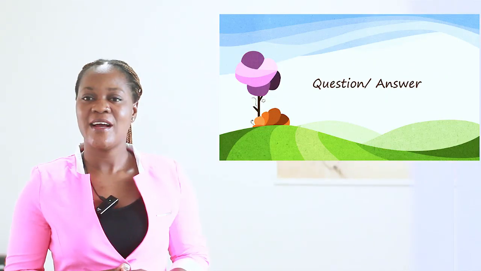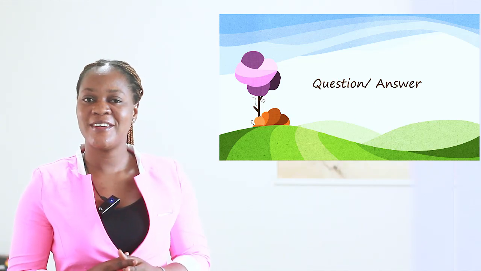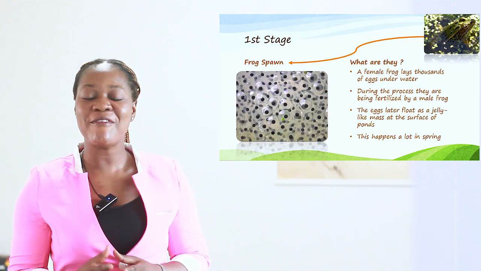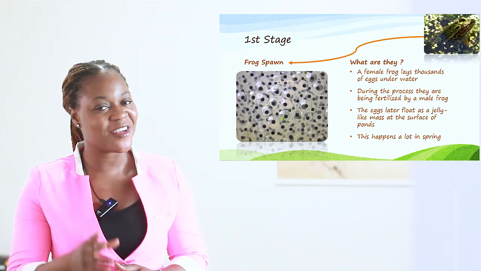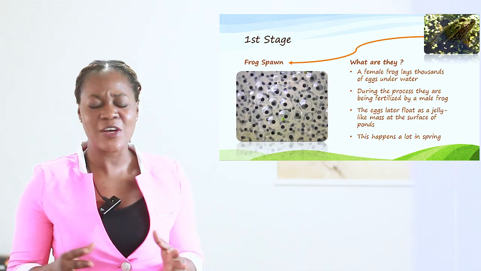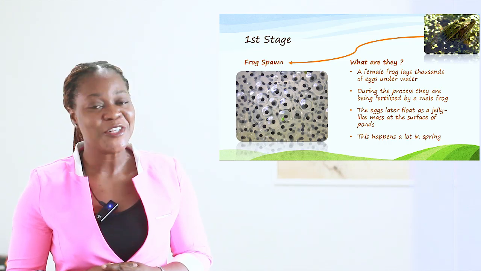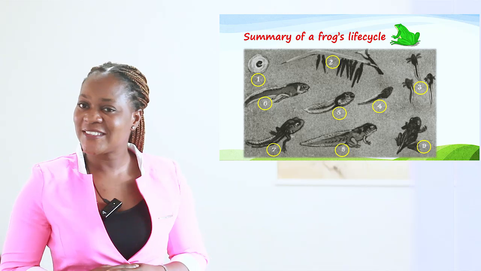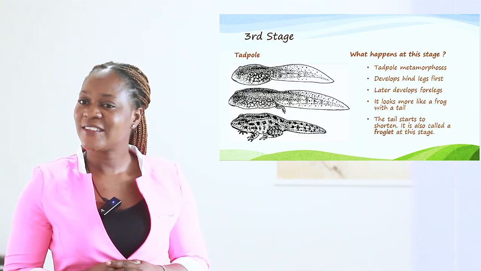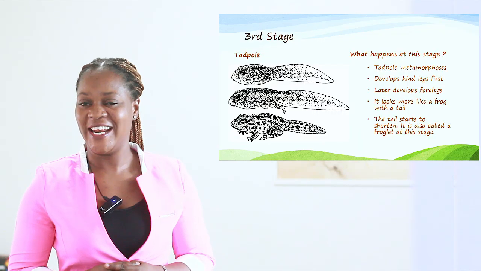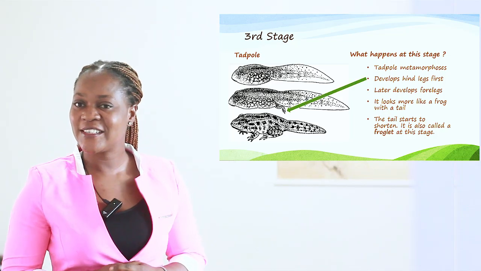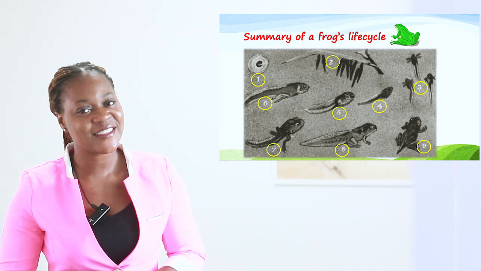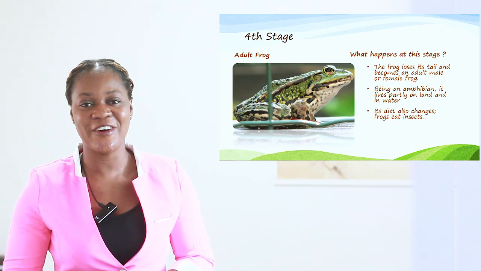Great job. How does a frog develop? The first one is the egg. The female frog lays thousands of eggs, and then the egg turns to tadpole. Good job. From tadpole, the third stage will be froglet, with how many legs? 4. Great job. And the last stage is adult frog. Good of you.